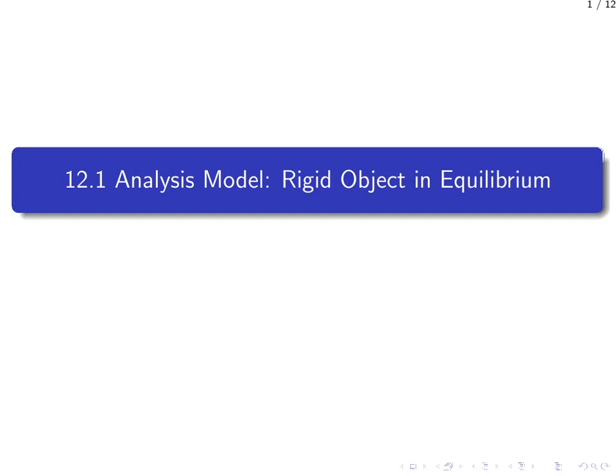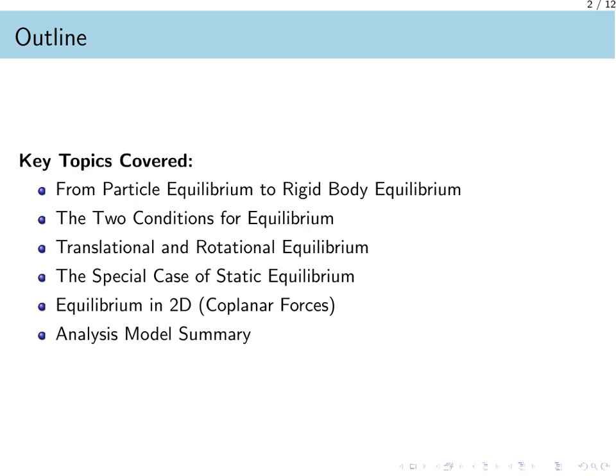12.1 Analysis Model. Rigid object in equilibrium. The outline of this video is as follows. We will begin by expanding our understanding of equilibrium from simple particles to extended rigid bodies. This requires introducing the two fundamental conditions that must be satisfied.